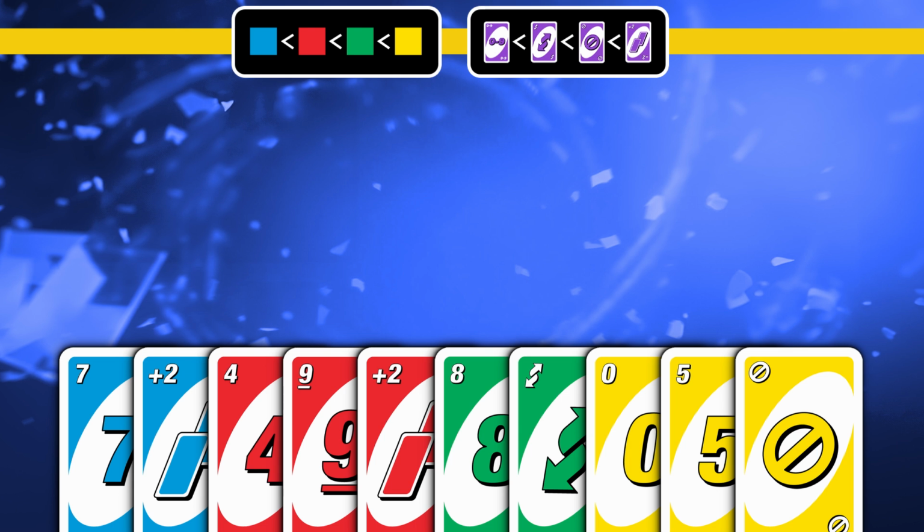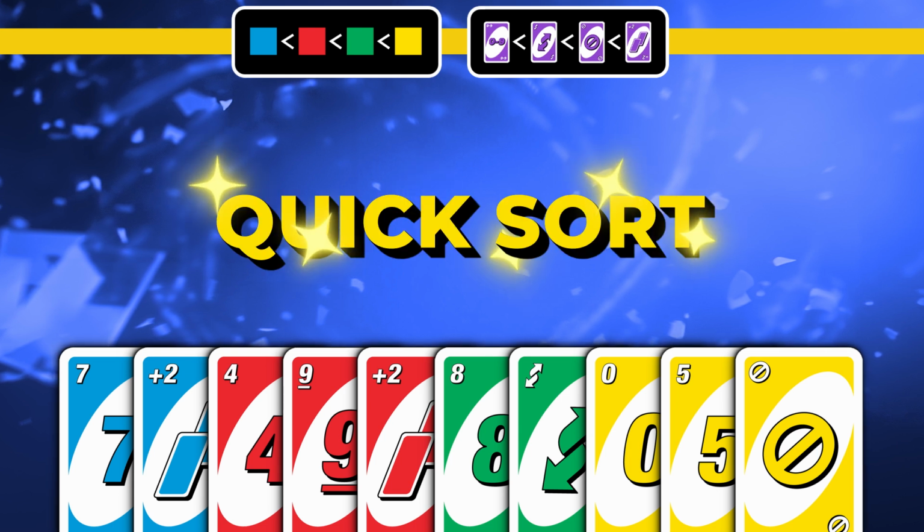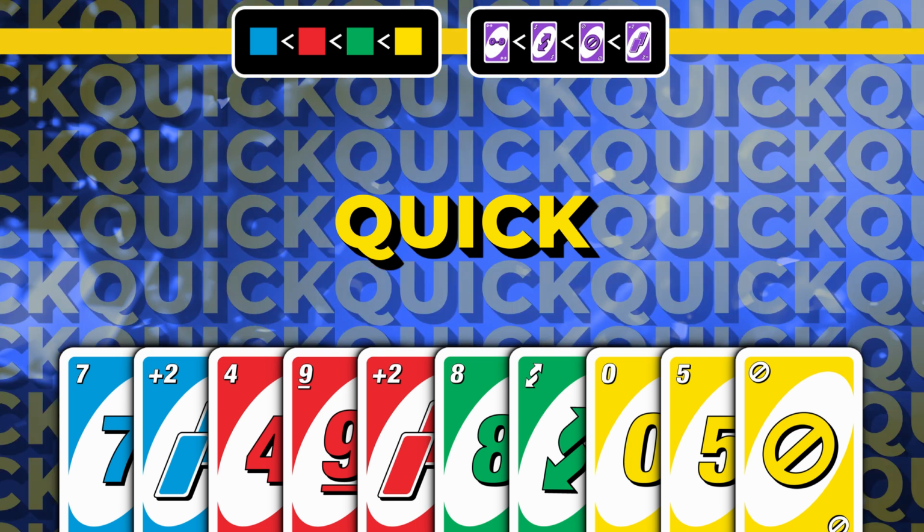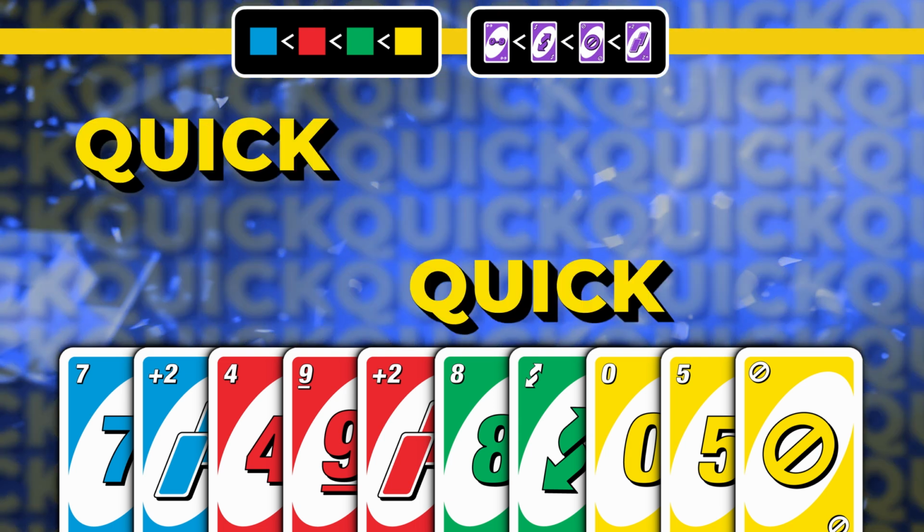The last sorting algorithm for today is called quicksort. Why is it called quick? Because it is quick. If it seemed like I said a lot of quick words, it didn't. At least I did it quickly.